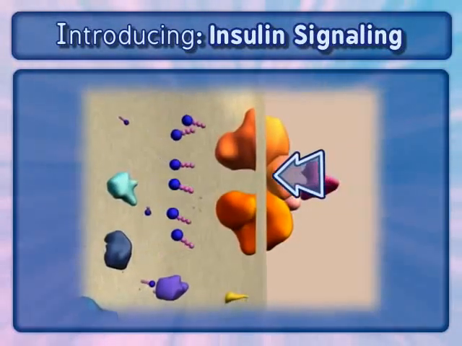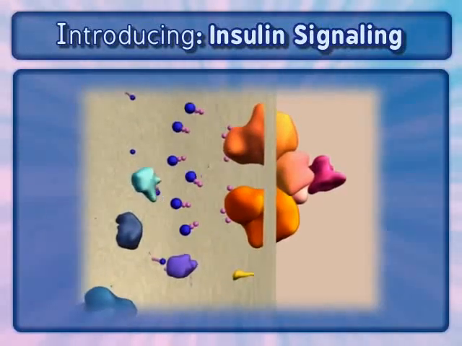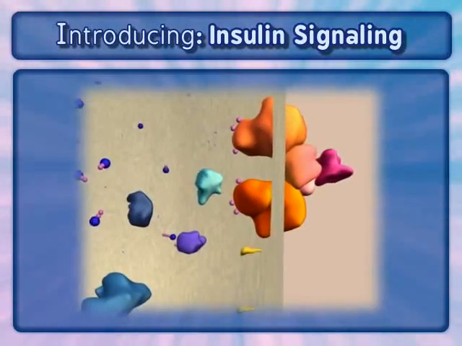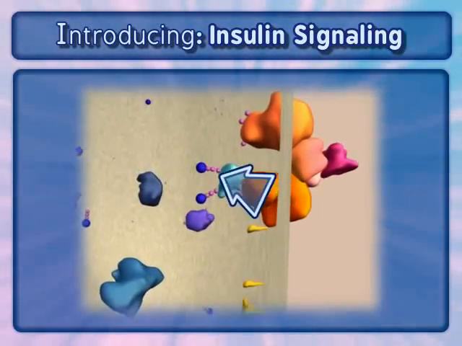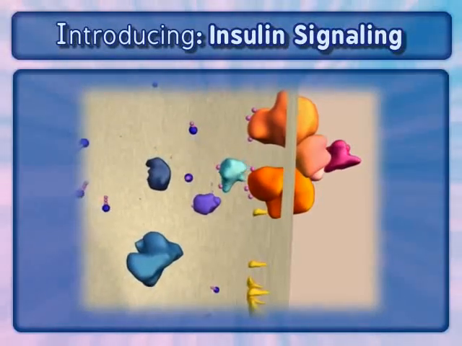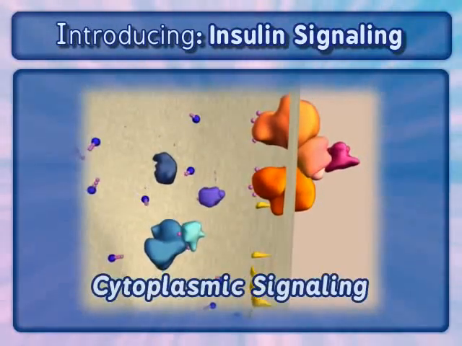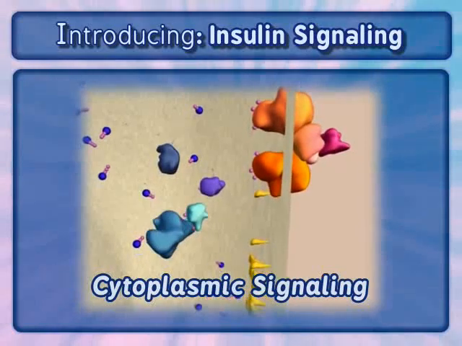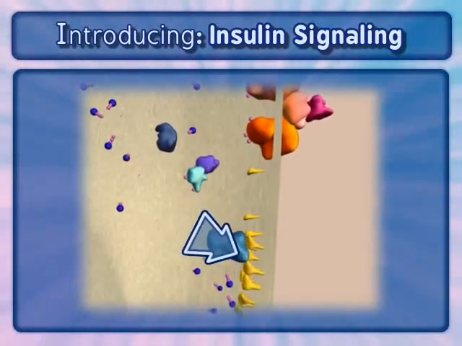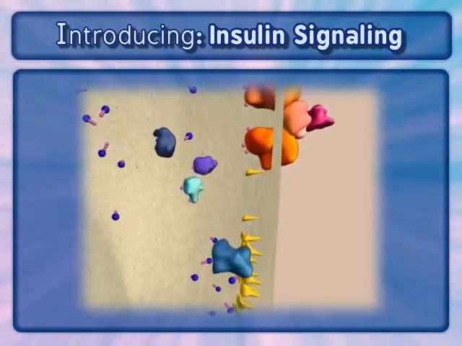Here, we will illustrate the signaling pathway that occurs when glucose is at high levels. This pathway involves multiple proteins and signaling events. This is termed cytoplasmic signaling. Different types of cells perform similar signaling steps in response to changes in their environment.